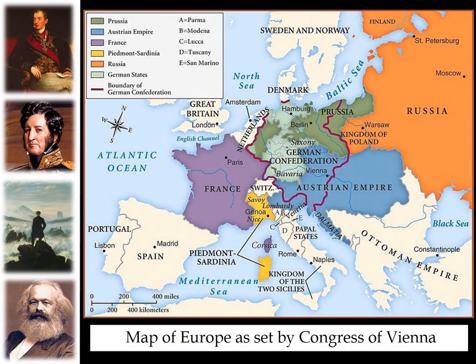So here's a map of Europe as set by the Congress of Vienna. You see which territories were given to what states. You see the boundaries of the German Confederation. You see that France has now been reduced back to what it had been roughly to 1792. You see how territories were given to Russia and Prussia when it comes to Poland in particular, etc. Restoration of balance of power.